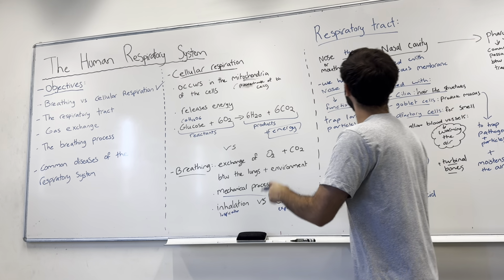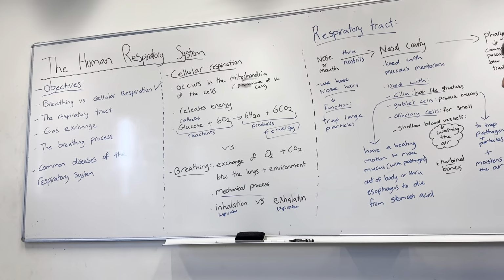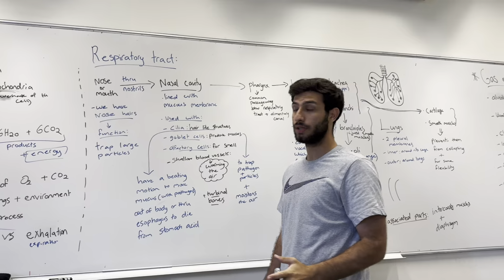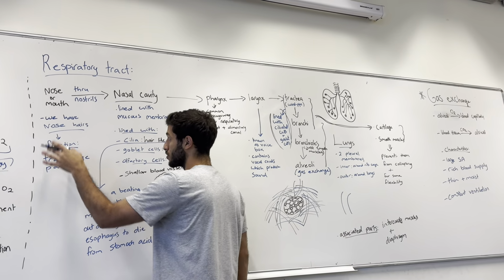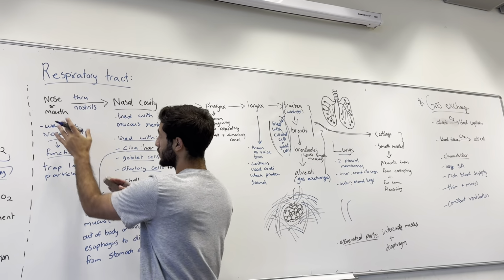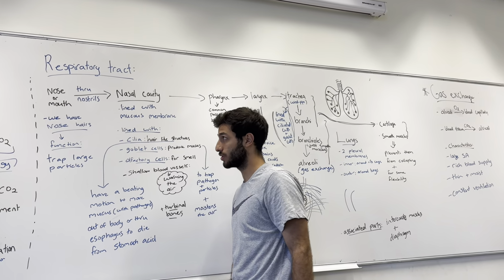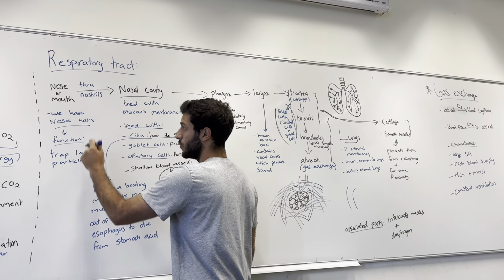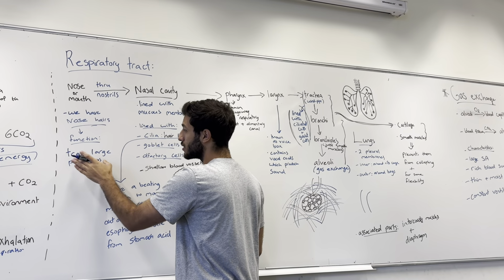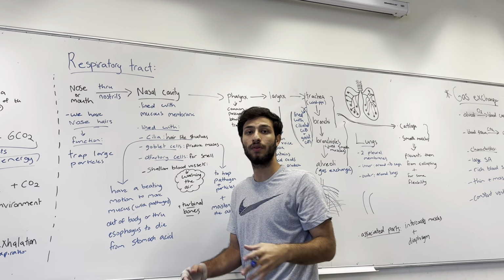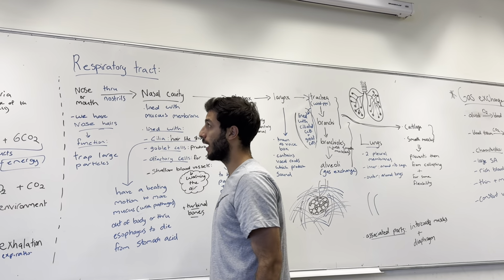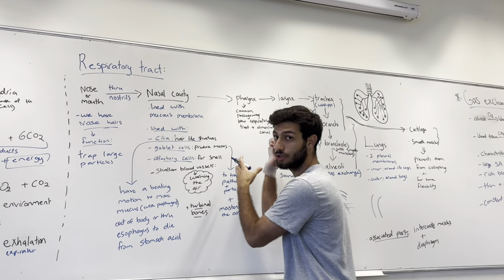Let's move on now to the respiratory tract. As you can see, we drew out the components of the respiratory tract. Where do we start from? First, we start either from the nose or the mouth, but for now, let's just focus as if we're breathing through our nose. First we have nose hairs. What is the role of these nose hairs? Their function is to trap large particles found in the inhaled air, so they don't go into the respiratory tract.